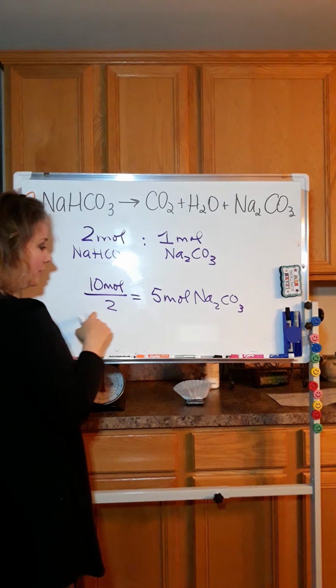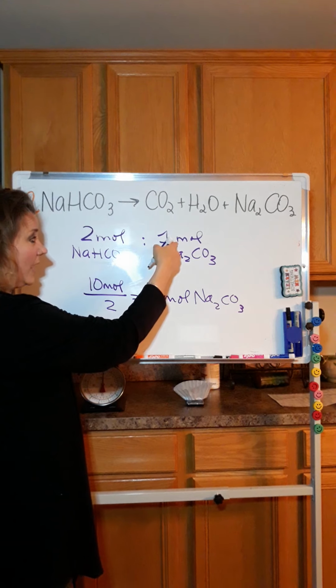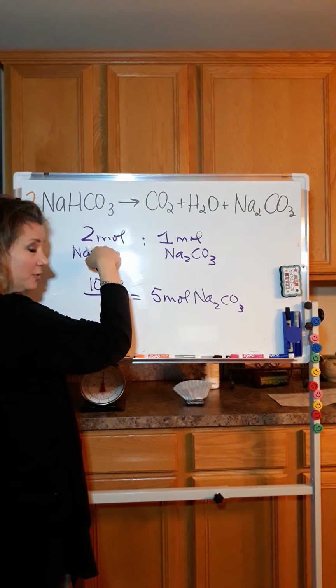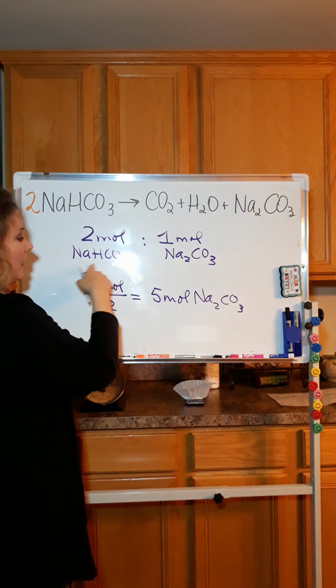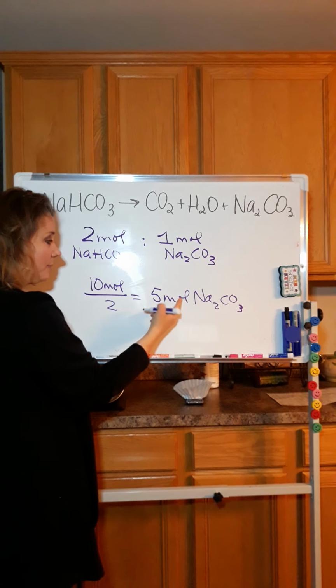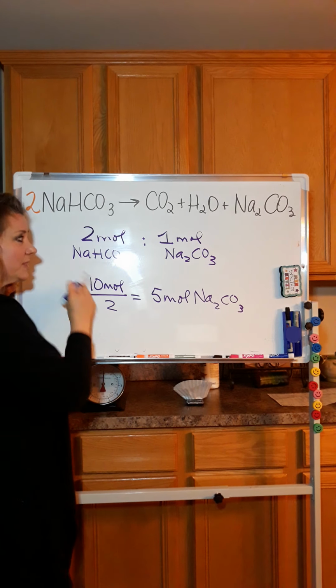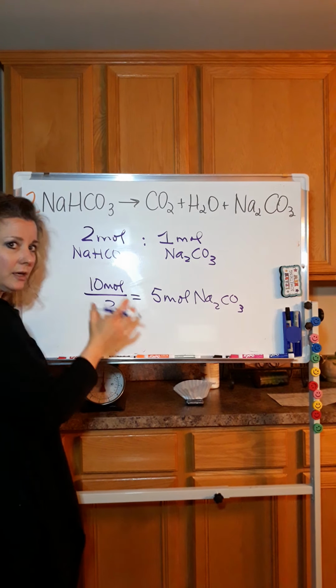And how did I know to divide this by 2? By looking at my mole ratio. 1 is half of 2. Therefore, however much I start with on my reactant side, I'm going to end up with only half that amount on my product side. So this is what I call the logic way to solve this problem.